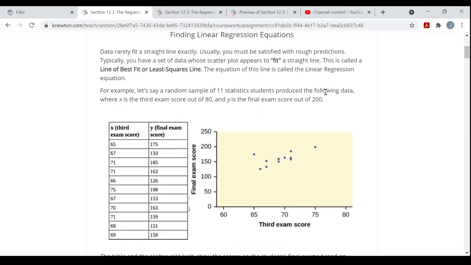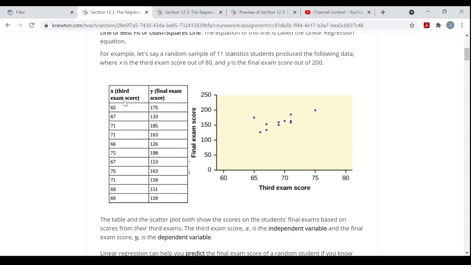So they go over an example here. For example, let's say a random sample of 11 statistics students produced the following data, where X is their third exam score out of 80, and Y is their final exam score out of 200. And each ordered pair is related to one student, right? So these are dependent lists. You can't just shuffle them up. 65 has to go with 175, 67 has to go with 133.